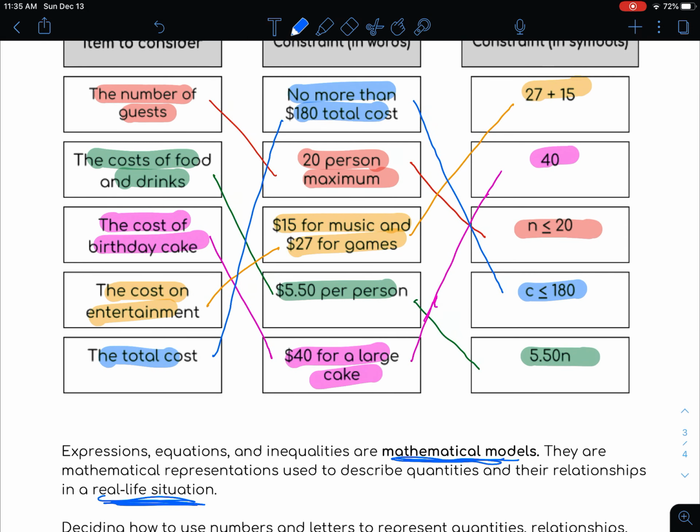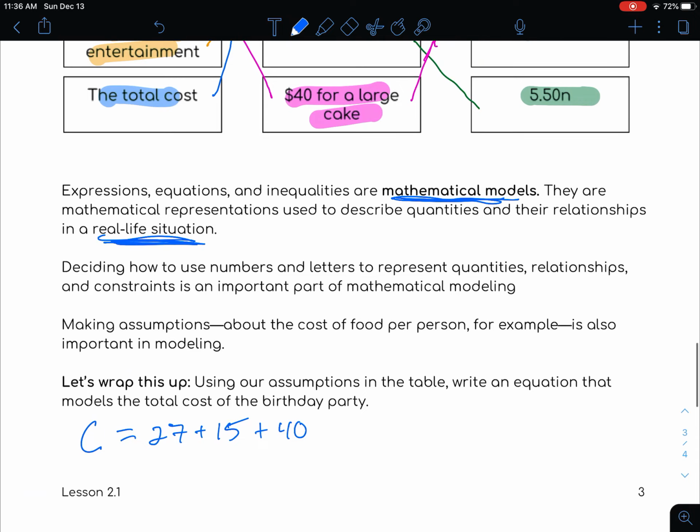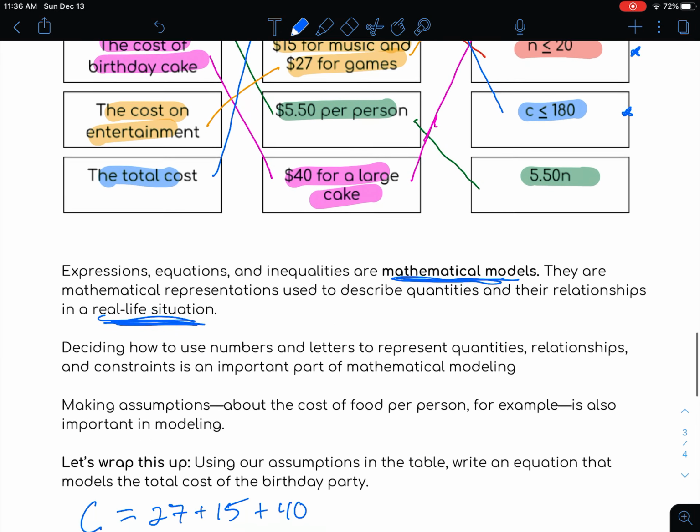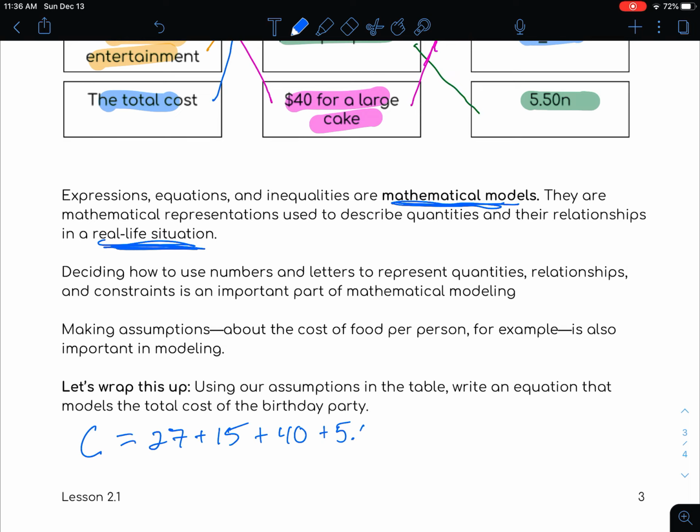And let's see, n is less than or equal to 20, c is less than or equal to 180. Okay, so those are sort of limitations around the problem, not necessarily directly within the problem. So those are sort of interesting things that we're going to come back to. So we have the cost of the cake. We don't have the cost of the food and drinks yet, right? We have the cost of the entertainment. So the food and drinks that we have are $5.50 per person. All right, so that last piece there. So those are the things within our cost equation that we need to consider.